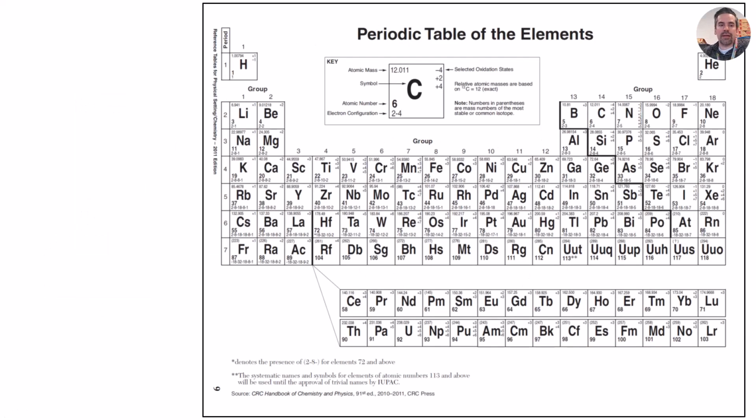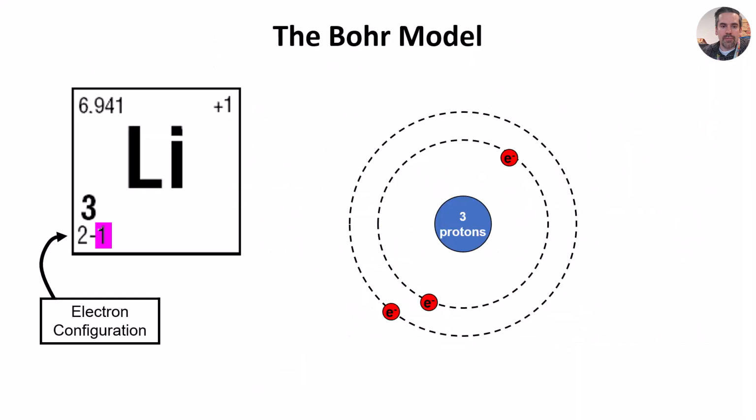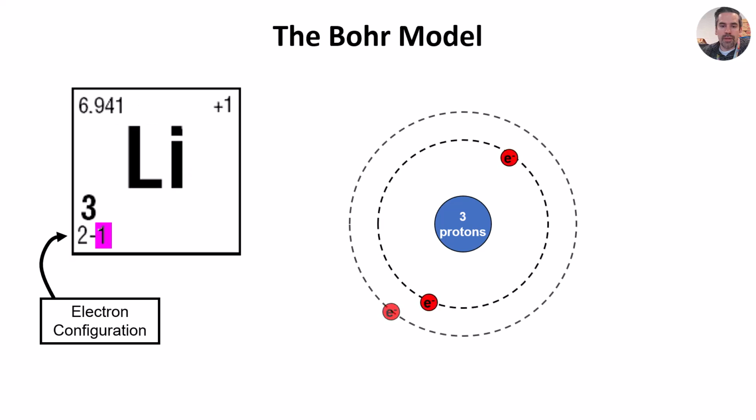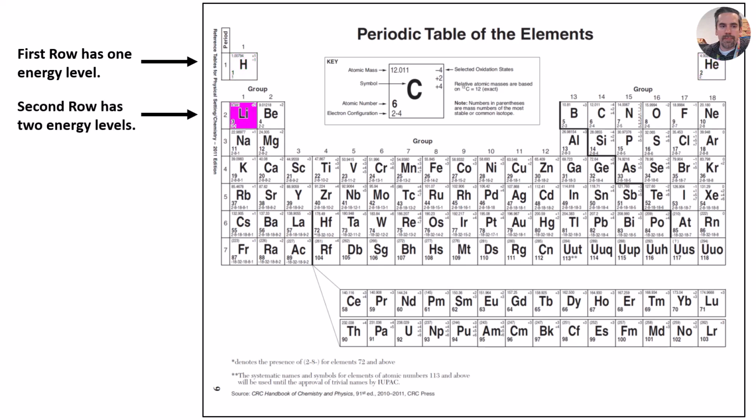Now, if we look back at hydrogen and helium, you can see that they are in the first row, and lithium starts the second row. You can notice that lithium has 2 energy levels, and the other ones had only 1 energy level. So each row on the periodic table begins a new ring around the nucleus, or the center of the atom.